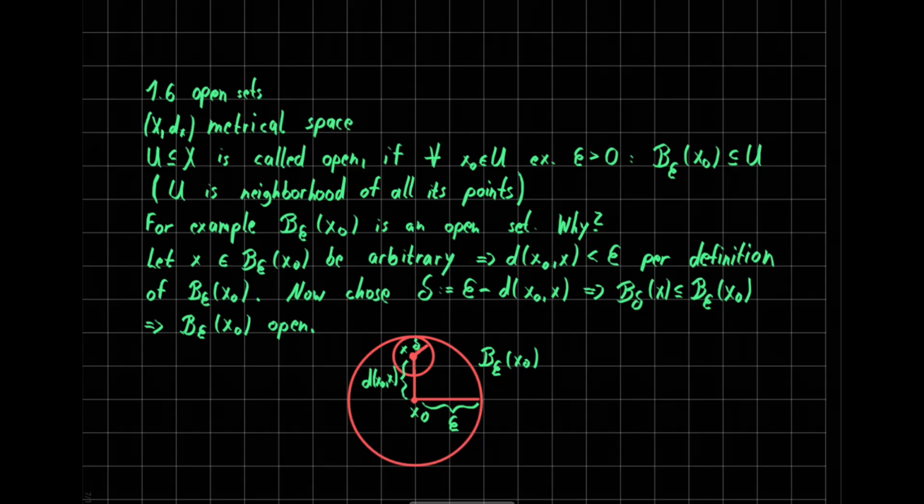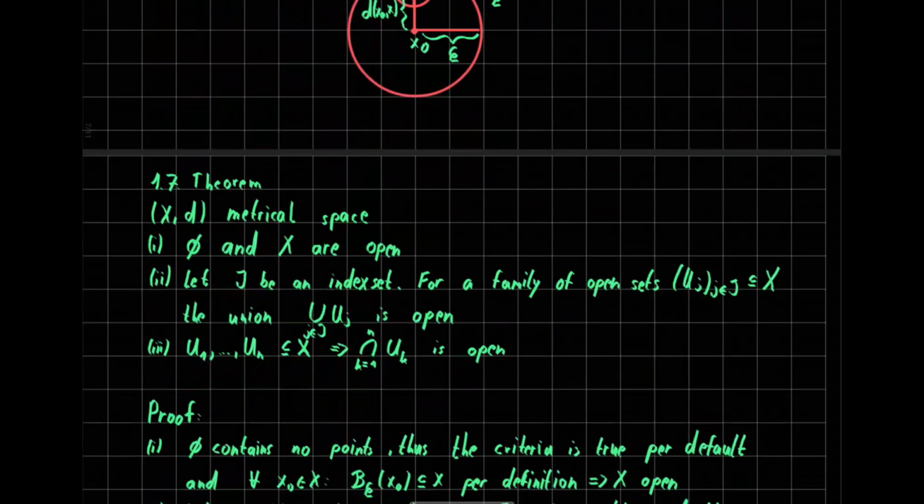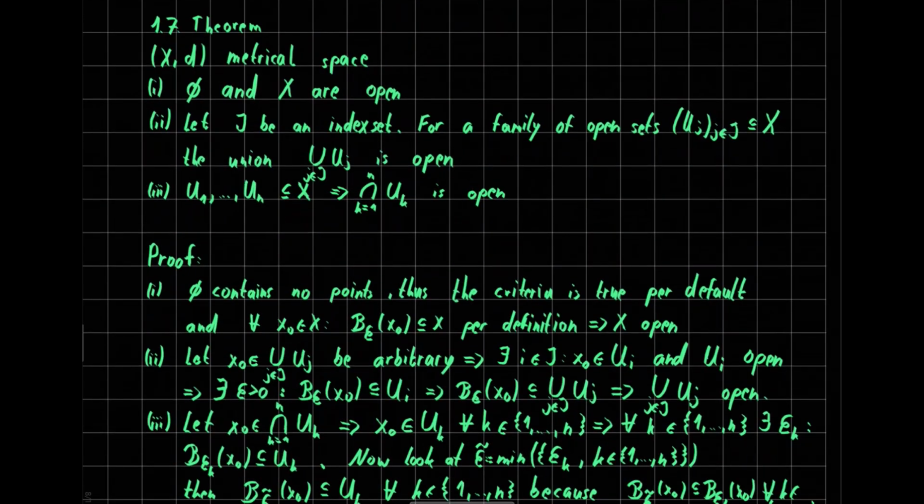To finish this lecture, we are going to prove a theorem. 1.7 Theorem. Let (X, d) be a metrical space. First, the empty set and X are open.